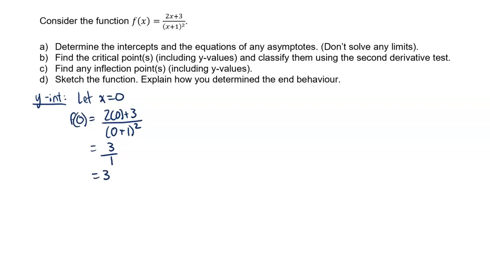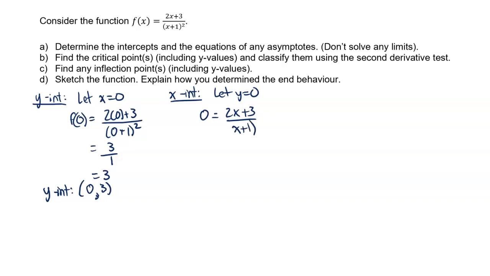And so that tells me I'm going to have a point where x equals 0 and y equals 3. And that's my y-intercept. Now for the x-intercept, I let y be 0. And when y is 0, that means f of x, which is the y value, is 0. So 0 is equal to 2x plus 3 all over x plus 1 all squared, and I have to solve that. Now, when I multiply both sides by x plus 1 squared, this cancels off. Whatever you do to one side, do to the other. So 0 times x plus 1 squared is still 0. In other words, whatever the denominator is, it doesn't matter when we're finding the x-intercepts.